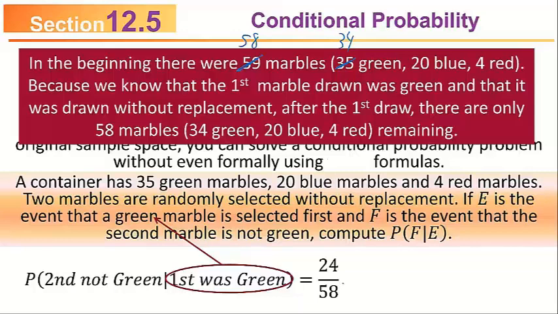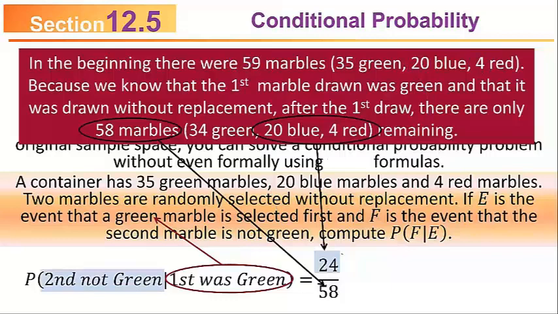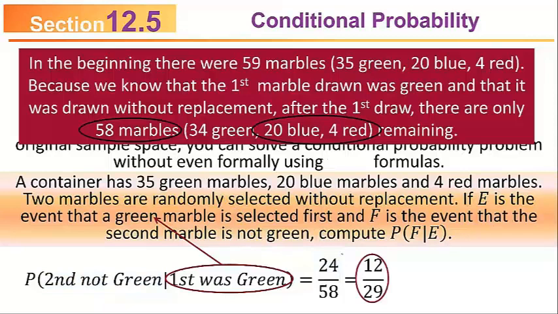The denominator is simply the count of how many marbles were left, and the numerator is the number of marbles not green. There are 20 blue and 4 red, and 20 plus 4 is 24. So there were 24 non-greens to choose from. So the probability is 24 over 58, non-greens over total marbles left. And it's 58 instead of 59 because you were drawing without replacement. If you want to reduce that, you can reduce it to 12/29, but WebAssign really doesn't care.